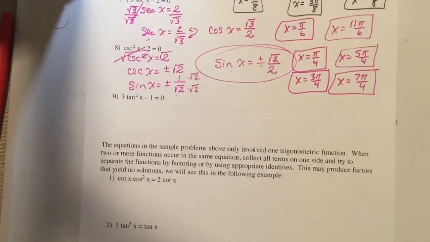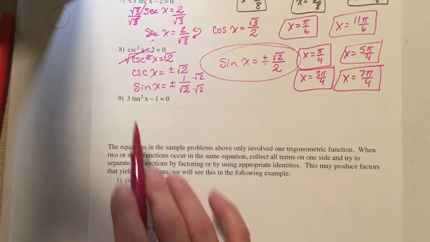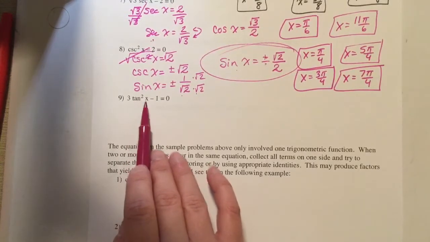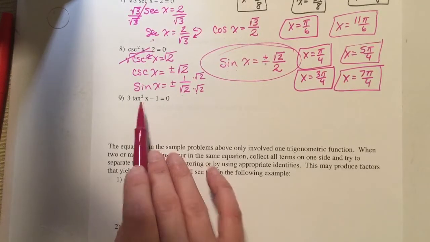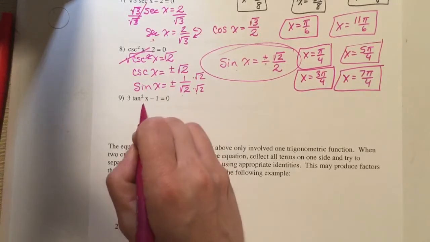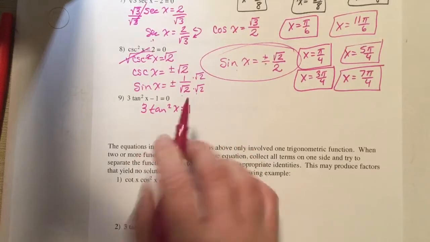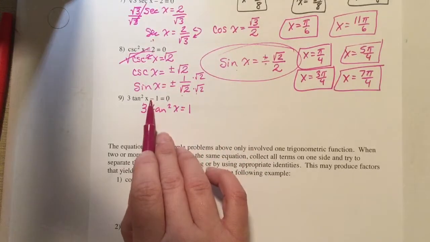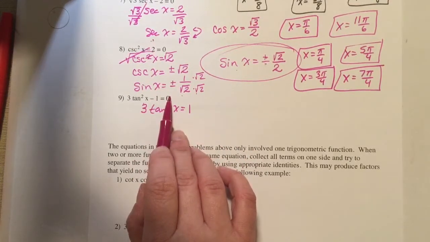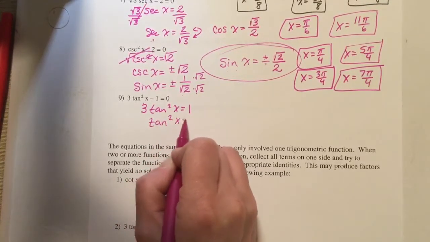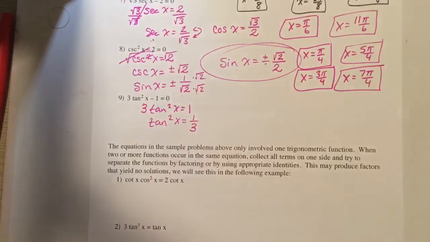One more like this, and then we're going to jump to some quadratics, okay? If I have a tangent here, I need to isolate the tangent. So step 1, add 1 over. So 3 times the tangent squared of x equals 1. It was 0 here. To move my minus 1, I had to add it. Now if I divide by 3, tangent squared of x equals 1 divided by 3.